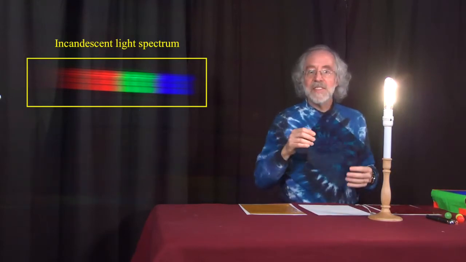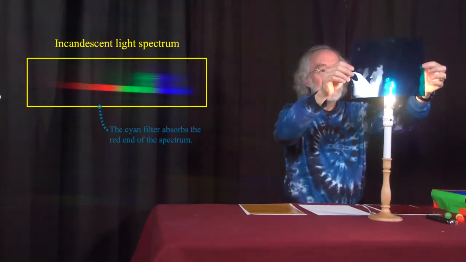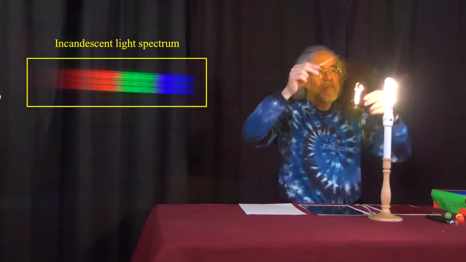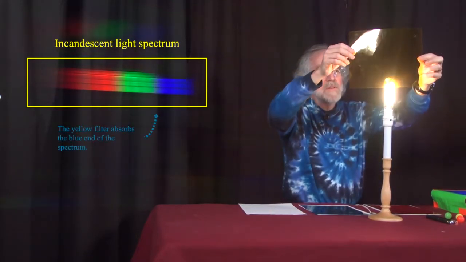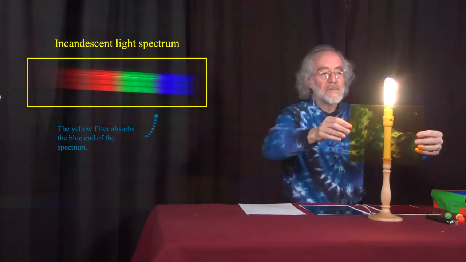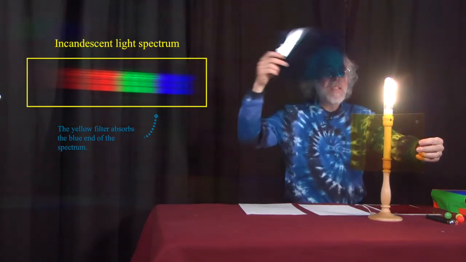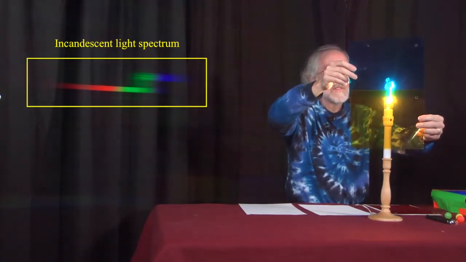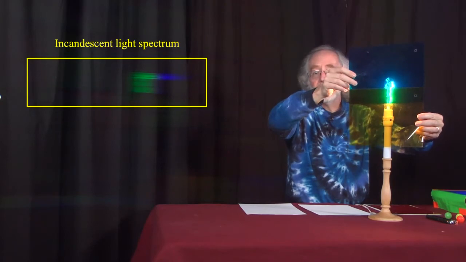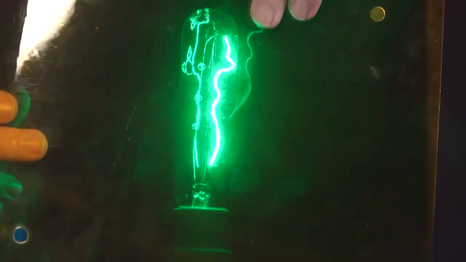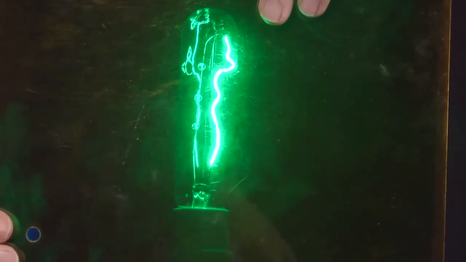And we also have a cyan filter, and a cyan filter absorbs the reds, and a yellow filter absorbs the blues. Now think about this. The yellow filter absorbs the blues. The cyan filter absorbs the reds. When I combine the two filters, what's left over is green. So a mix of cyan plus yellow gives green.